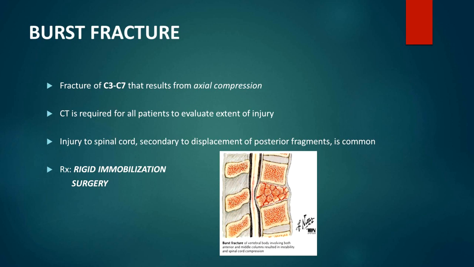So now we have burst fractures. These are fractures anywhere from C3 to C7 that result from some type of axial compression. A CT is required for all patients to evaluate the extent of the injury. This can also require MRI at times, because you can get retropulsion of the burst fracture backwards into the cord, causing injury to the spinal cord, and it is pretty common. Typically, these do require neurosurgical intervention; sometimes they go in for laminectomy and then posterior fixation.